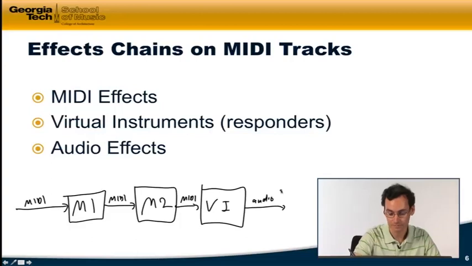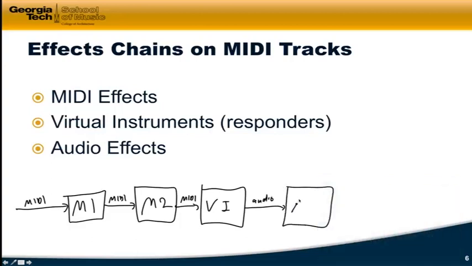And at that point, the audio is going to go into the first audio effect, which is going to transform it, and then from there, the second audio effect, and so on, until the final audio output comes out. So it's very important that we respect this order of operations: MIDI effects always come first, then virtual instruments, and then audio effects.